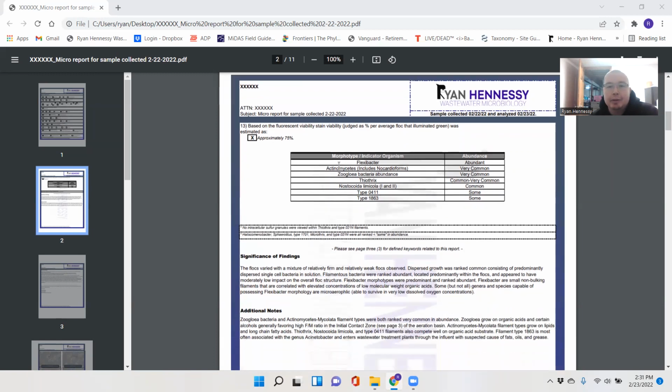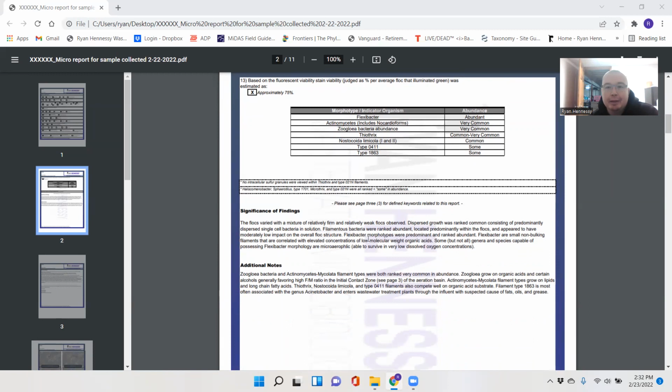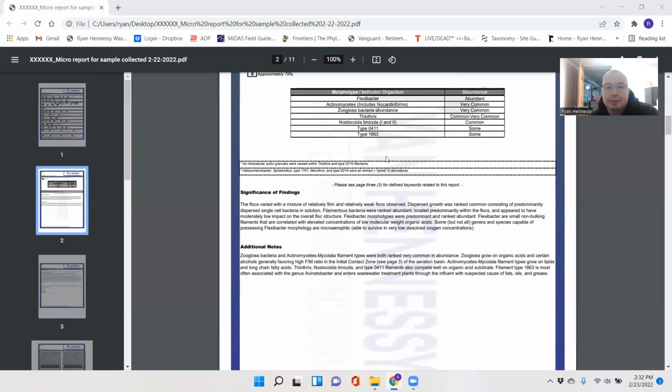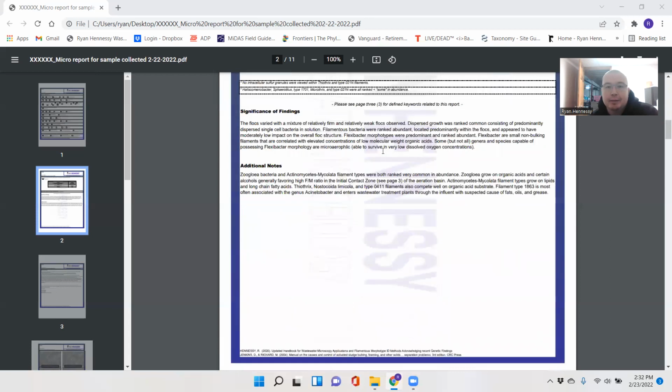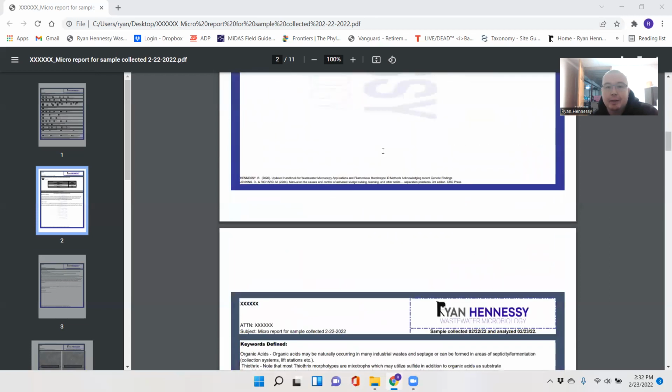Then every report is going to have a table of the morphotypes of significance and their ranking. And anything that's less than "some" is going to be noted on the bottom here. Under significance of findings, we talk about associated causes with particular filaments and other indicator organisms, and then other general notes about the sample.